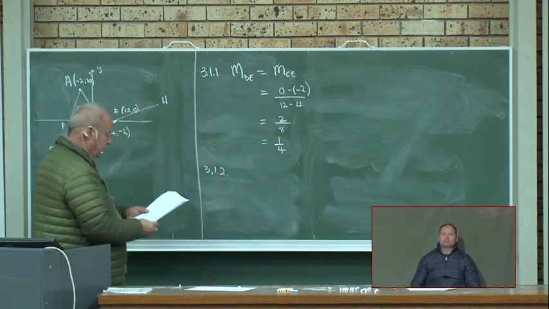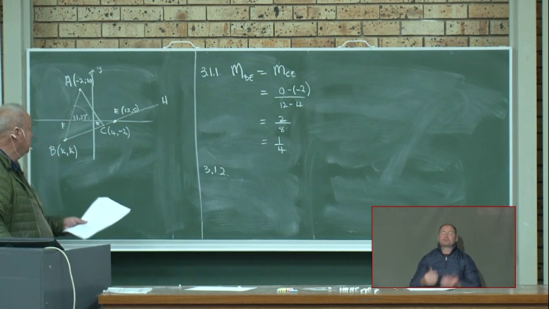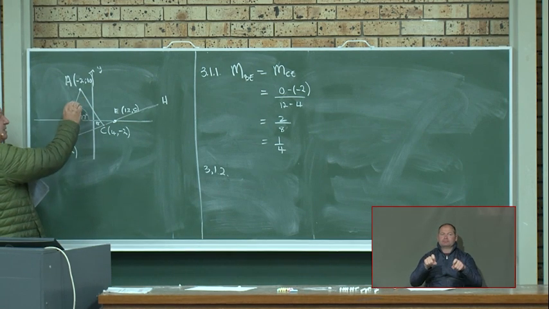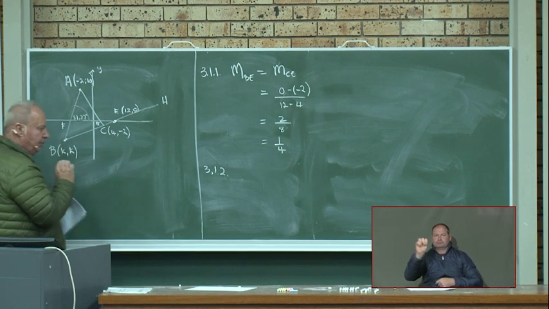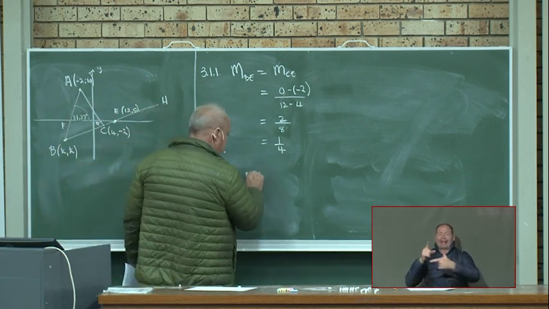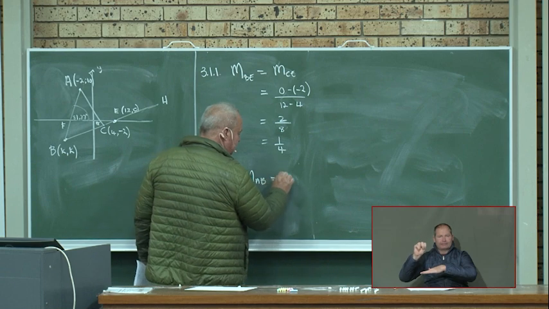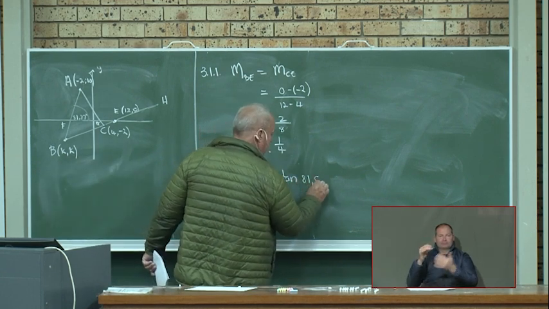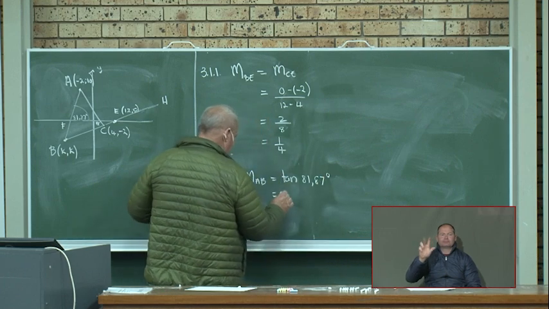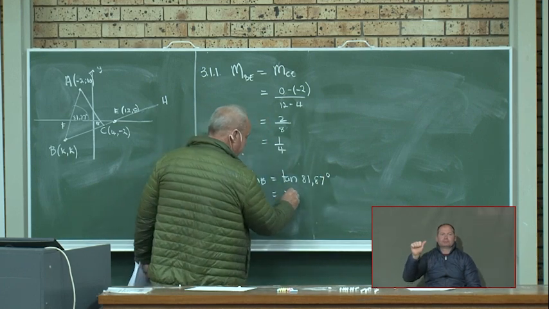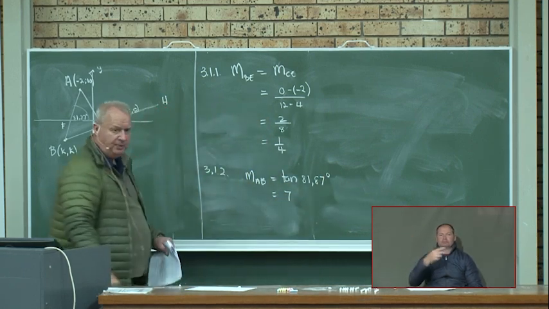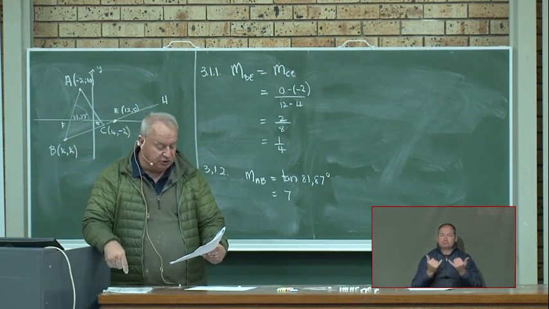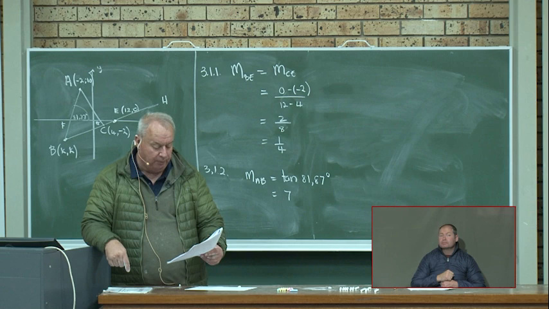3.1.2, here we've got to determine the gradient of AB. Now people, the gradient of AB is the tan of the angle. So here we can say the gradient of AB is equal to the tan of 81.87 degrees, and that is equal to 7. Are you happy? Right, they say determine the equation of BE in that form.